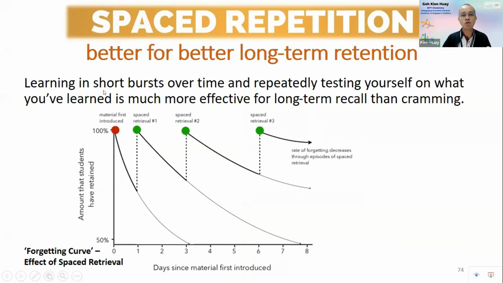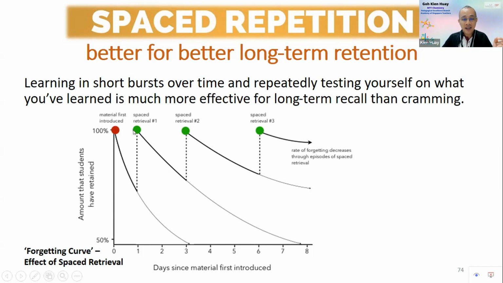Okay, and why is spaced retrieval so important? Because learning in short bursts over time and repeatedly testing ourselves is more effective for long-term recall as compared to cramming. If you look at this graph, this is where learning happened, 100%. After a day, it will drop to about 70%, maybe 60%. And this is where the students should consider recalling whatever they have learned. And then of course, they can always check back their notes after they have tried to recall.